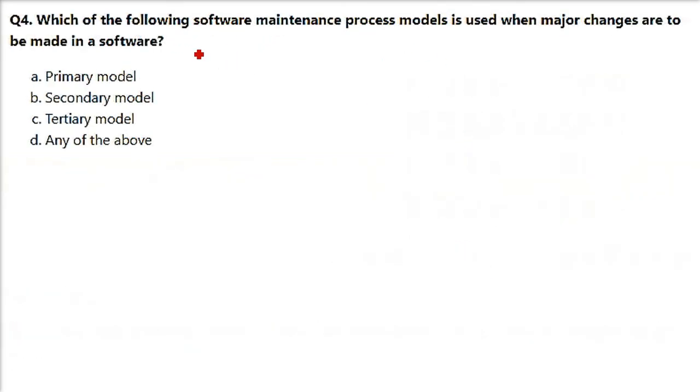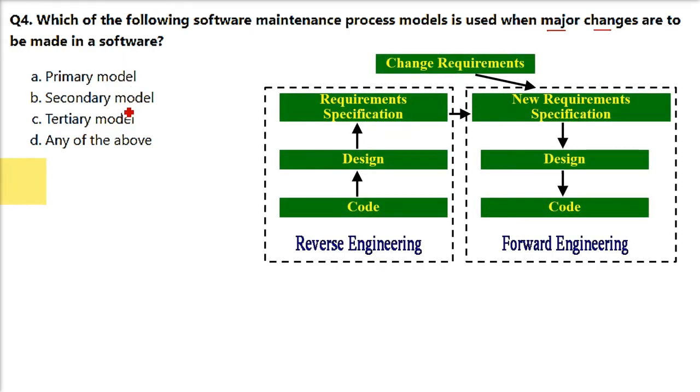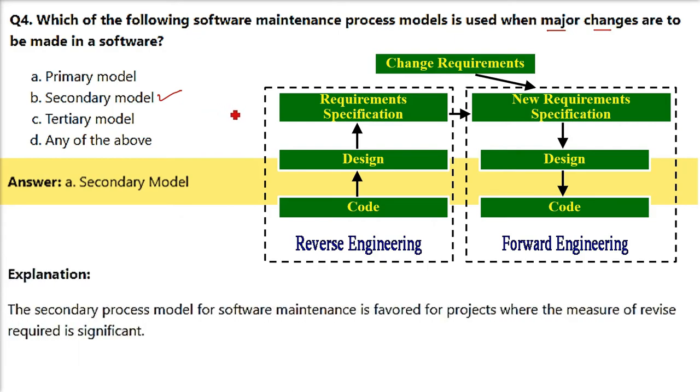Now the same question in a different way, that is, now we are talking about the major changes. Which of the following software maintenance process models is used when major changes are to be made in software? For example, design level changes. For that, we are going to use the secondary model. Which model? Secondary model. So what do we do here? The secondary process model for maintenance is favored for projects where the measure of revision required is significant.